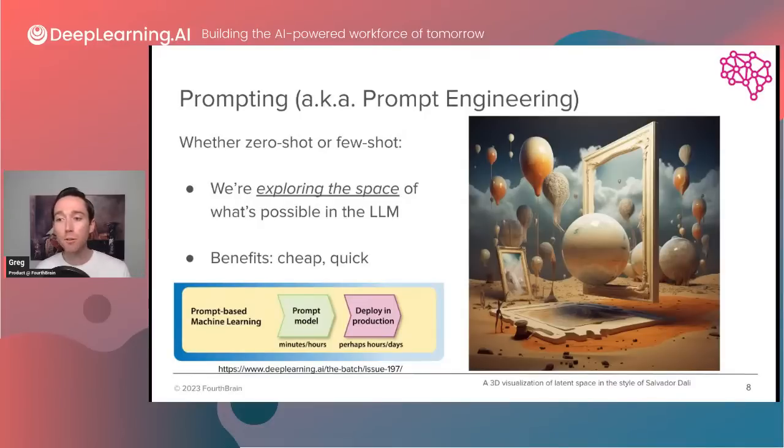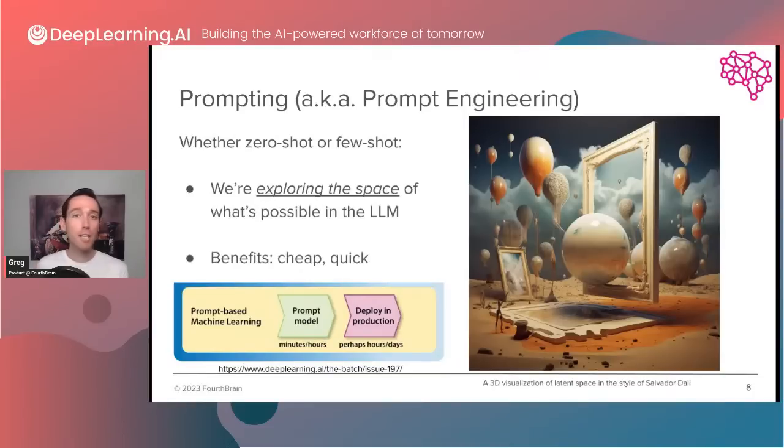Whether we're using zero-shot or few-shot, we're really exploring that space of all possibilities within the LLM. This is cheap and this is quick, and this is a great way to just develop your MVP. Now, as you want to really explore that particular area of the LLM, the latent space within that area, what you're doing is you're carving out a region within the LLM that you want to work within.